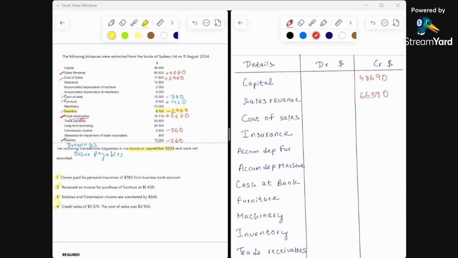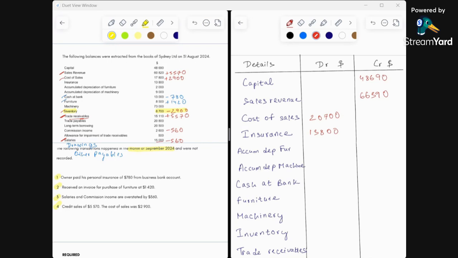Next, we have got the cost of sales, which is an expense account. And by default, all expenses are debited in nature. So cost of sales is 17,800 plus an additional 2,900, which is the adjustment we have done for the last transaction. And that gives us an amount of $20,700, which we will include on the debit side simply because it is an expense. Next, we've got the insurance, which is an expense account. No adjustments needed, so we'll just simply show it on the debit side, $13,800.